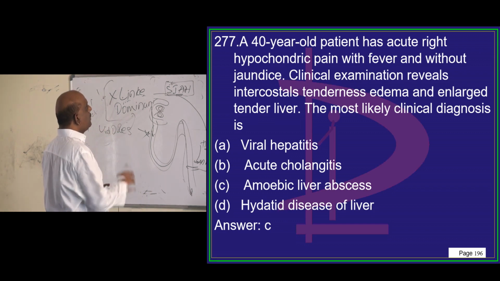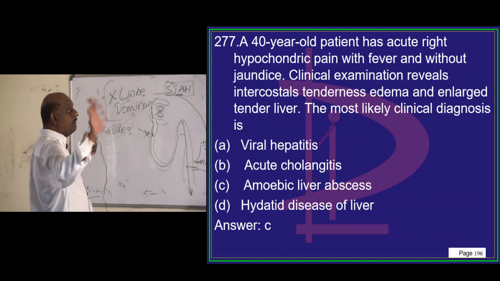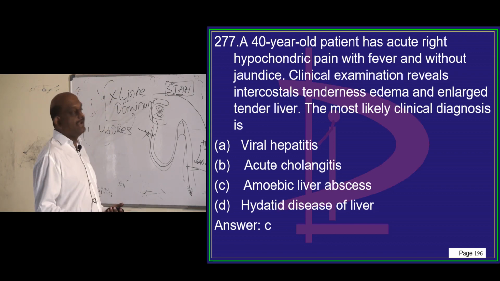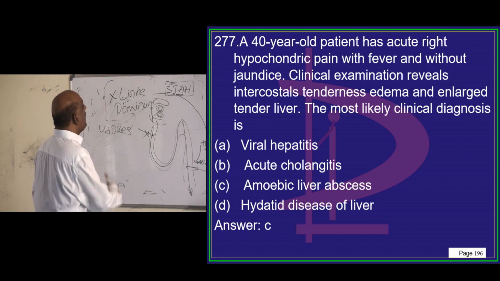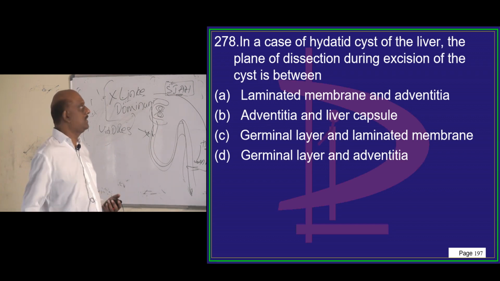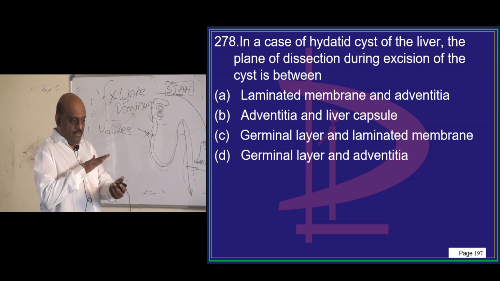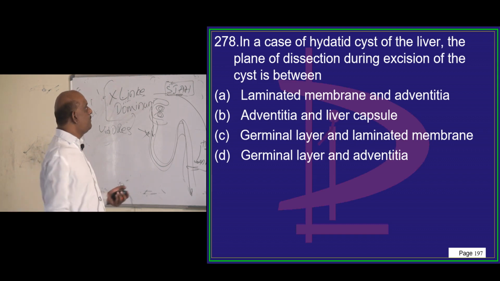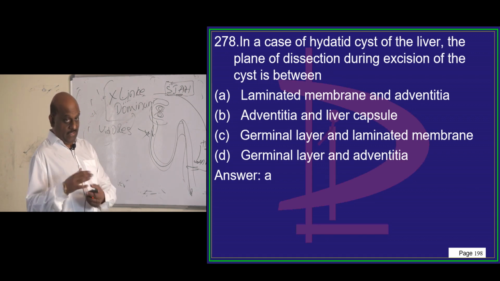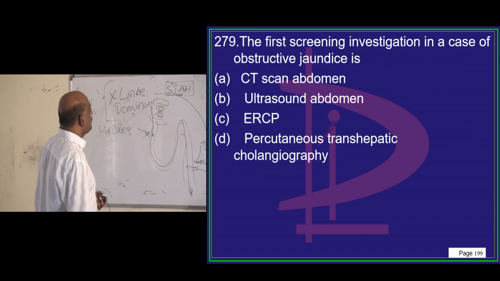A 40-year-old with acute right hypochondriac pain with fever without jaundice. Intercostal tenderness is there, enlarged tender liver is there. The most likely diagnosis is amoebic liver abscess, considering the absence of jaundice. In case of a hydatid cyst, when you are dissecting, what are the 2 layers between which you are passing? Laminated membrane and adventitia. Between the two you do the excision, is what you should understand.